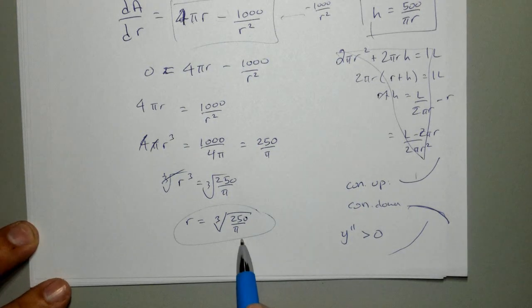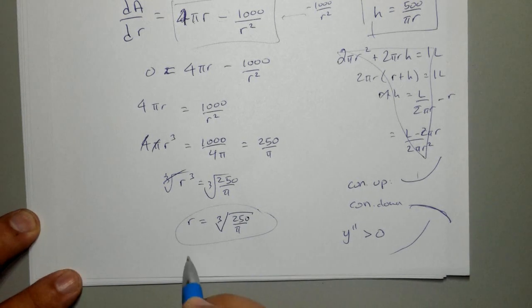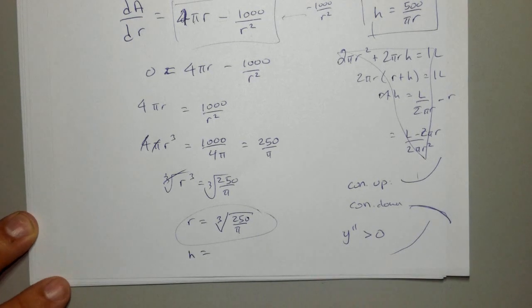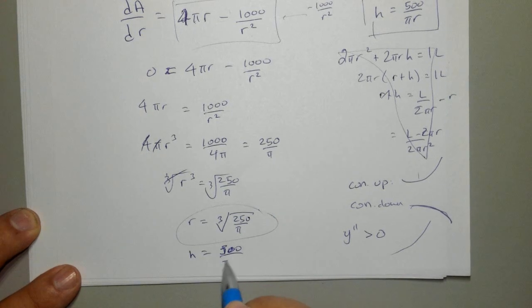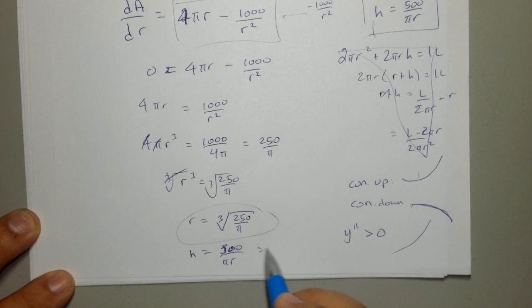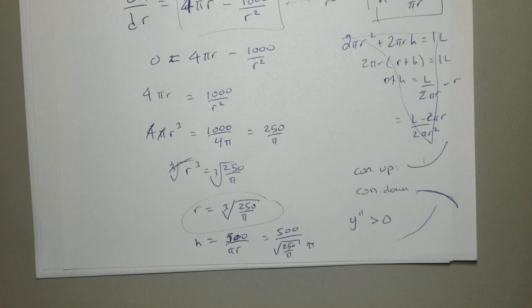So our radius is that. It's some value. You get a calculator, it'll be some decimal value. What do you do with it? Well, then you plug it into the formula for the h. 500 over pi r. 500 over pi times the cube root of 250 over pi squared, and that'll give you the height. To minimize the dimensions of this cylinder.